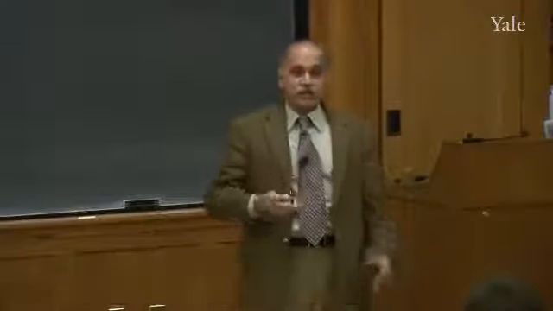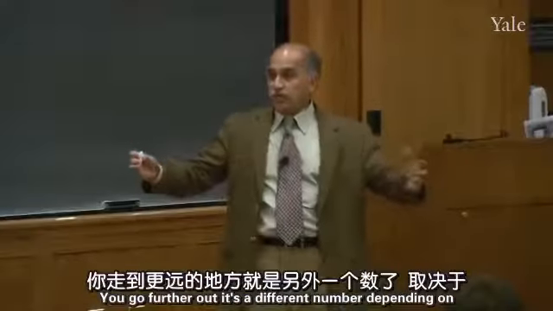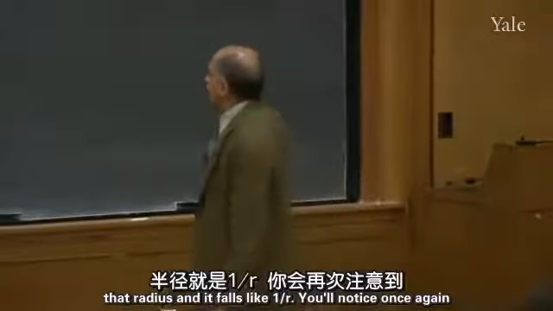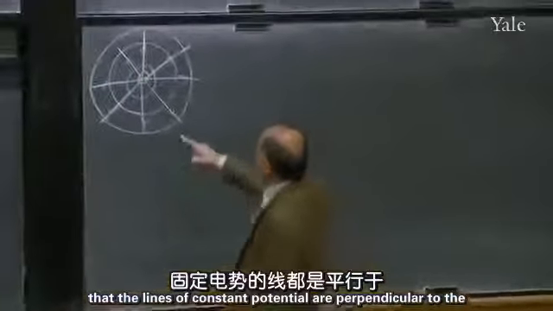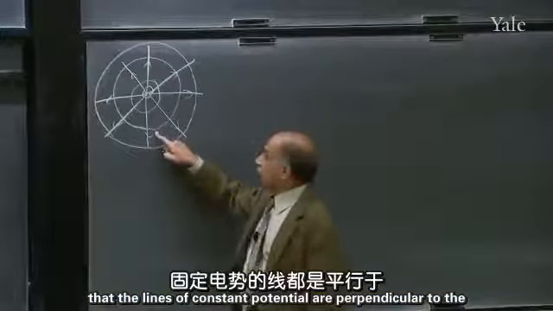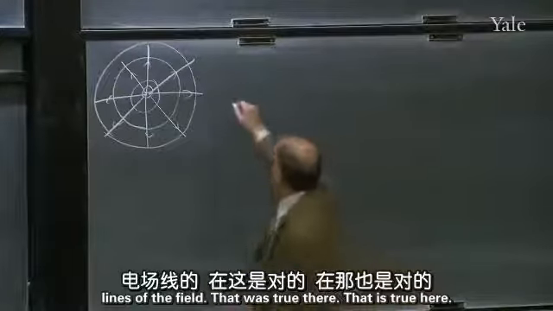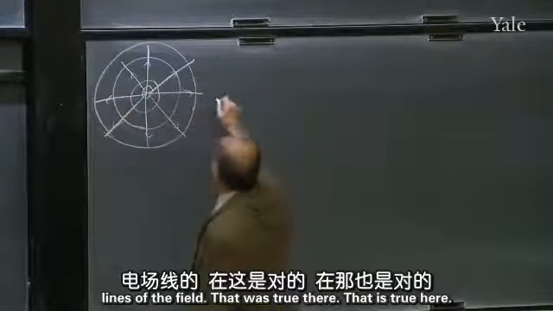It depends on that radius. You go further out, it's a different number depending on that radius, and it falls like 1 over r. You notice once again that the lines of constant potential are perpendicular to the lines of the field. That was true there, that is true here.